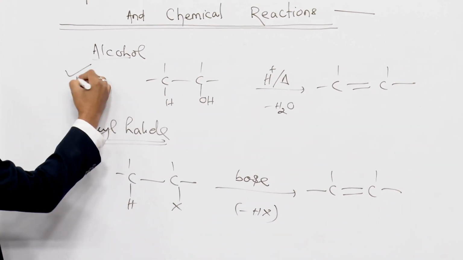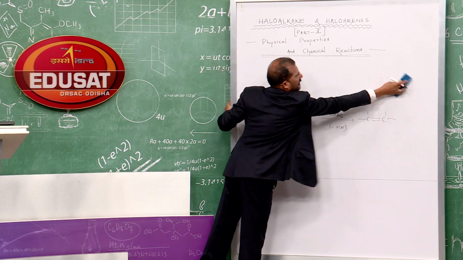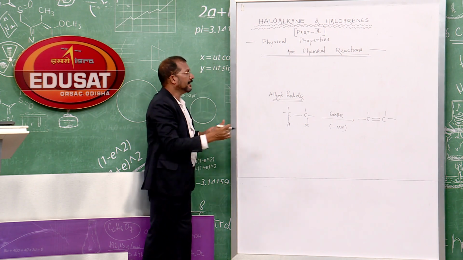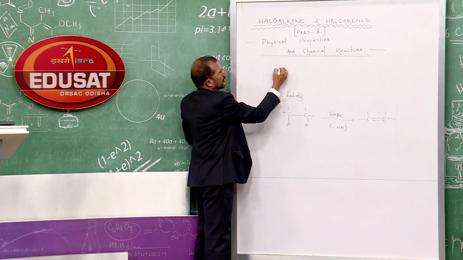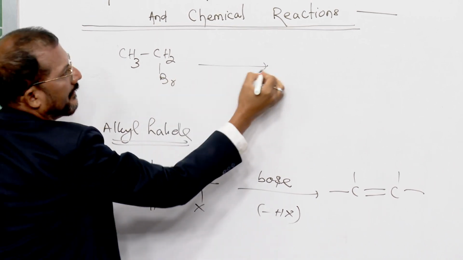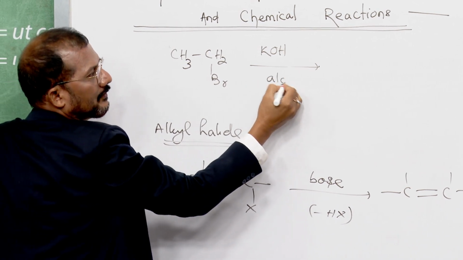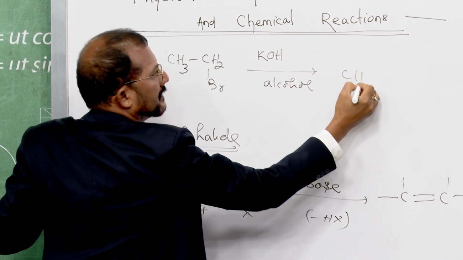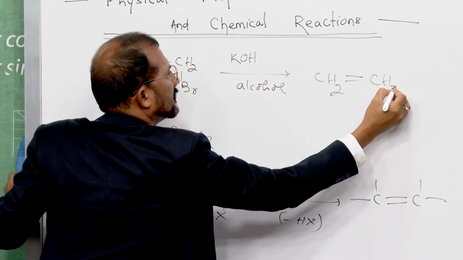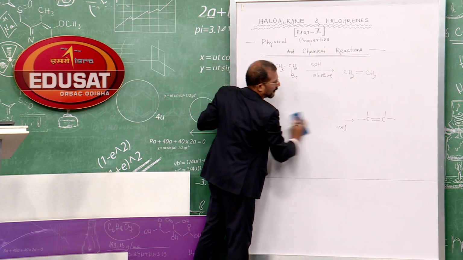इसके हम डिटेल में बाद में पढ़ेंगे. So now we are reading alkyl halide elimination reactions. Let us think CH3CH2Br, give any base, suppose KOH, in a protic solvent like alcohol, it produces CH2=CH2. So this is the elimination reaction of ethyl bromide.